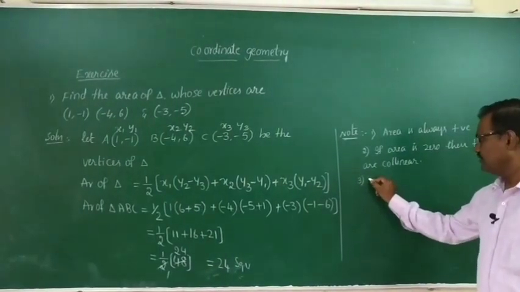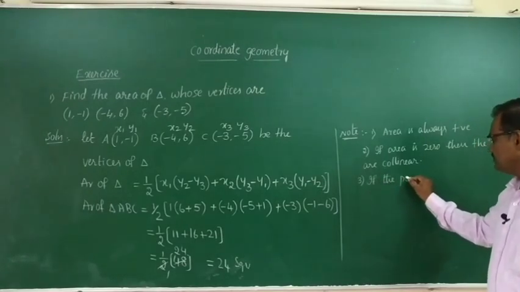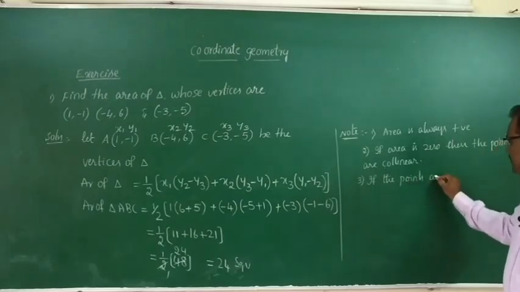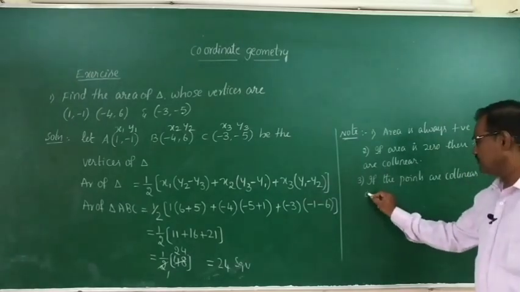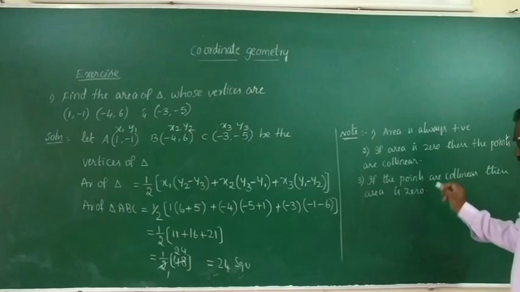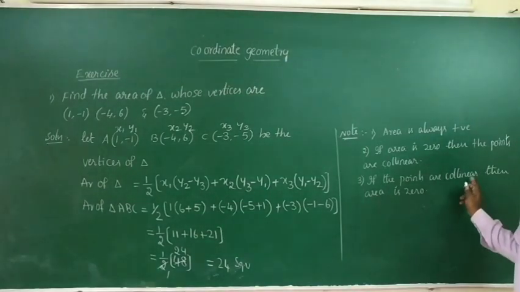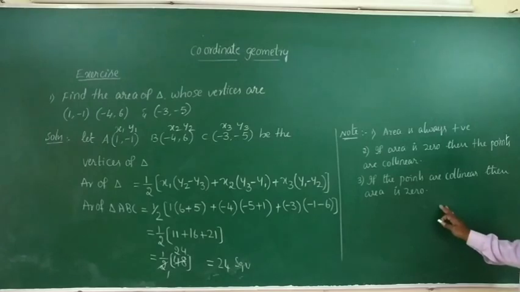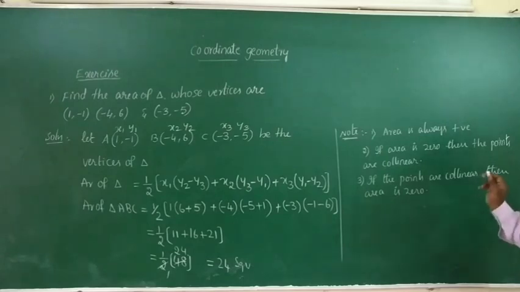Third one, if the points are collinear, then area is 0. Yes, if all the points are on the same line, they are called collinear points. In such cases, we cannot get any type of geometrical figure. We only get a straight line. In such cases, the area is 0.